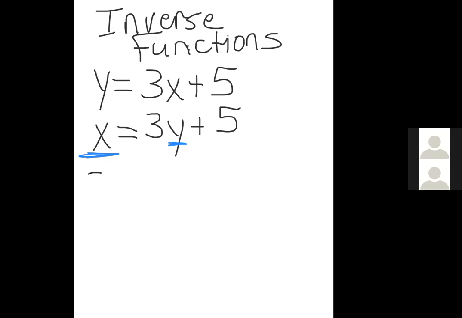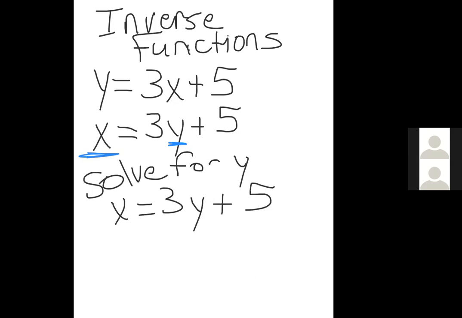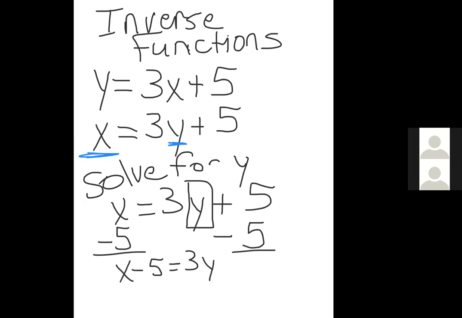So this next part is solving for y. So x equals 3y plus 5. Remember, if we're solving for y, this is what we want to get by itself. The furthest thing away on the same side as the y is this 5. So we're going to subtract 5 from both sides. That's going to give us x minus 5 equals 3y.